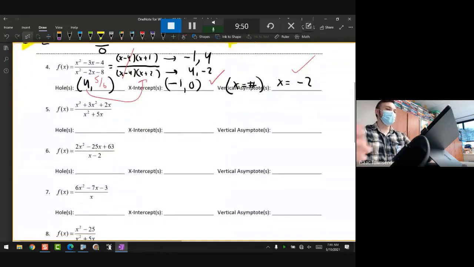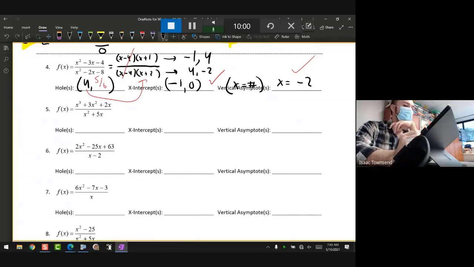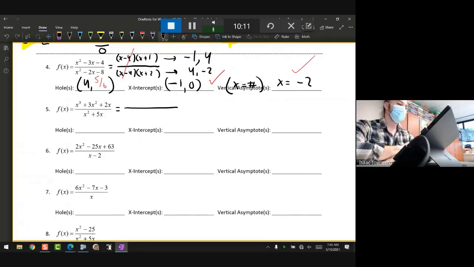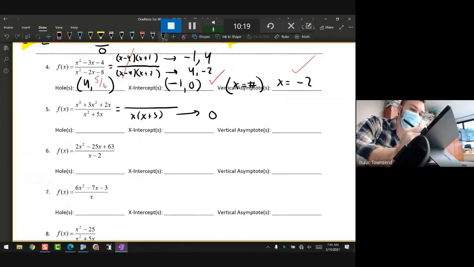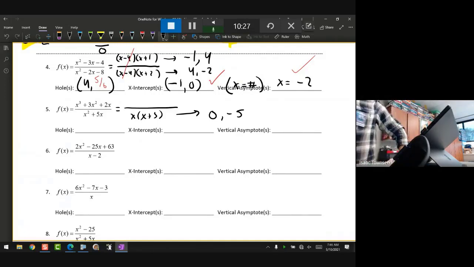Okay, so let's look at another one, and then I will have you start to try it as well. Holes are going to be x values that make the numerator and denominator 0. X-intercepts are going to be x values that make only the numerator 0. And vertical asymptotes are numbers that make only the denominator 0. So any way you cut it, I've got to figure out what numbers make the numerator 0 and what numbers make the denominator 0. Well, the denominator is just a GCF. So where x equals 0 and where x plus 5 equals 0.